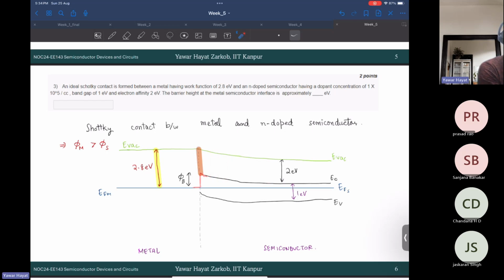Isn't it? Why? Because EVAC and EC, they are equidistant throughout the semiconductor. So their difference would also be constant throughout the semiconductor, right? So if it is 2 electron volt here, it would be 2 electron volt here. Okay, now that you know this, can you compute this?